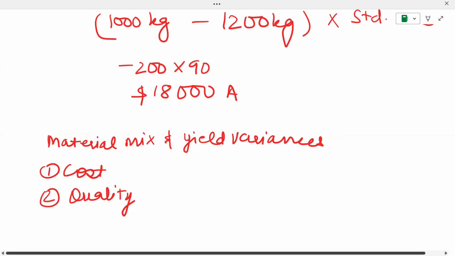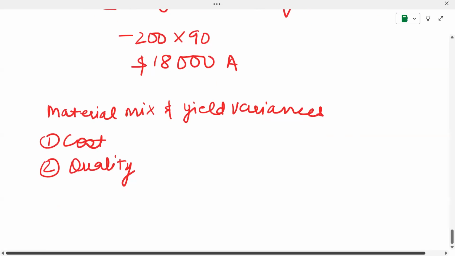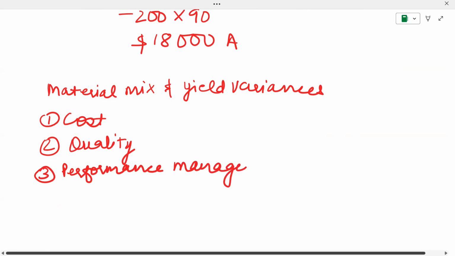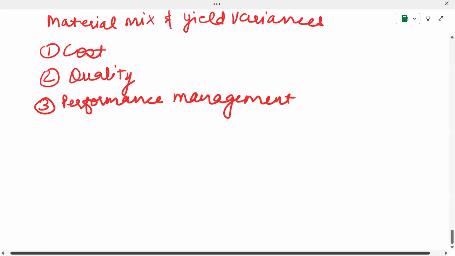Just to get a favorable material mix, maybe you're using more of the cheaper material and less of the expensive material. Then in that case, the quality of your product is also going to get affected. So that's how quality comes into the picture. And then you talk about the performance measurement. Definitely, if you're management, you're evaluating the performance of the management also with the help of these variances.